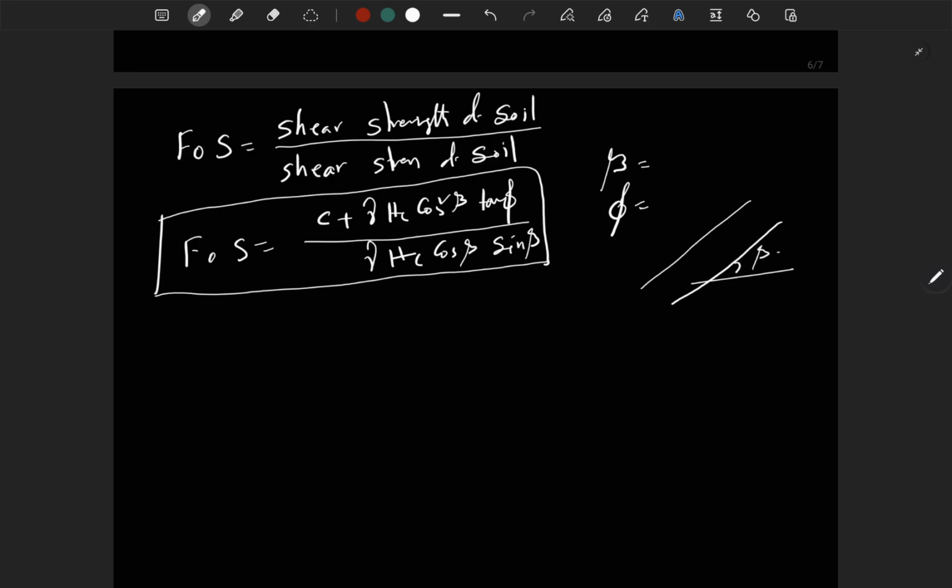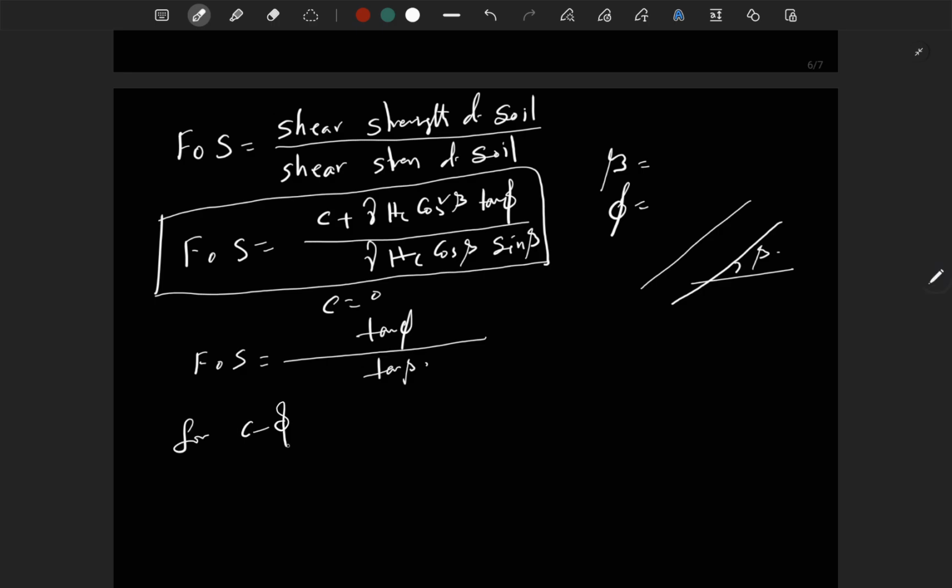Okay, for cohesionless soil, C becomes 0. Same equation, you just remove C, then this will cancel out, this will cancel out, and only there will be tan phi by tan beta. That's it.